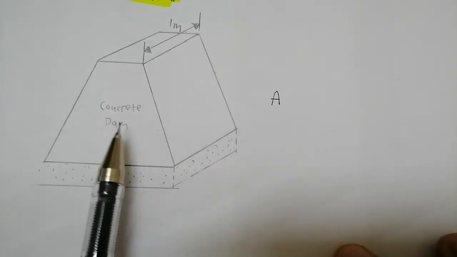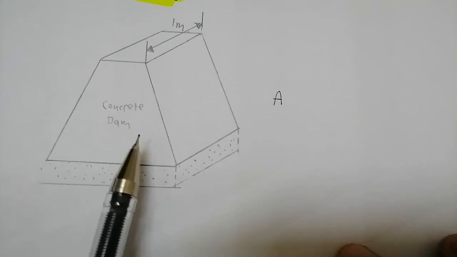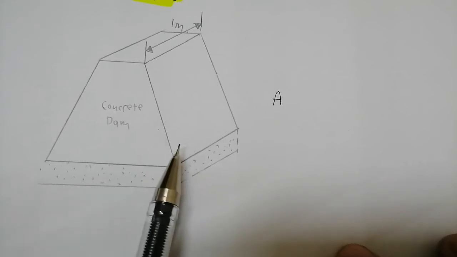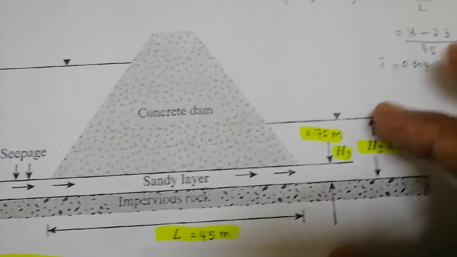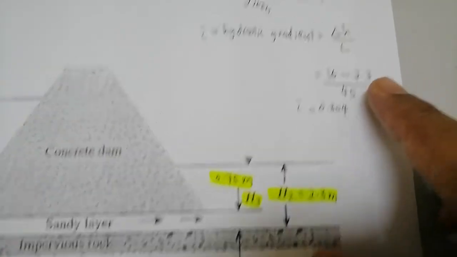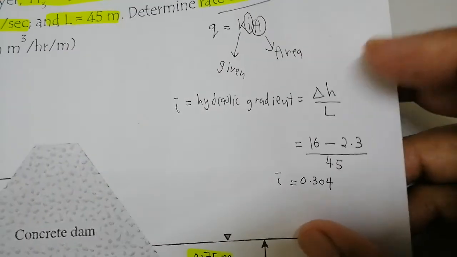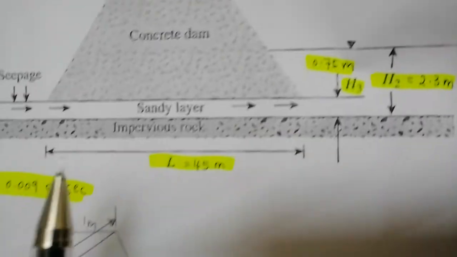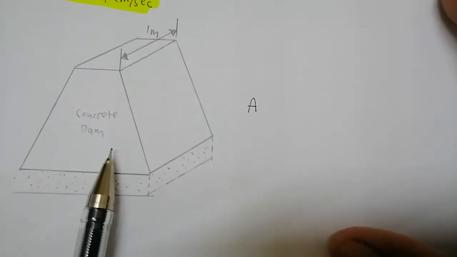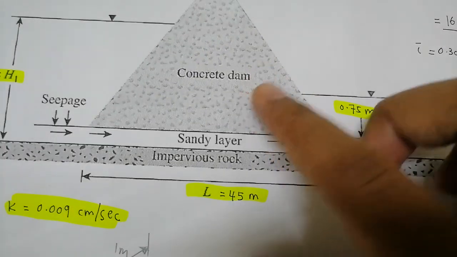So we have to imagine that our concrete dam is in 3D, because the one given in the question is 2D. To calculate the area A, we have to imagine our concrete dam as a 3D dam. So I draw this again for you. This is the concrete dam, the same concrete dam.